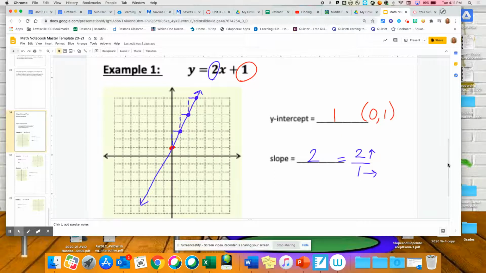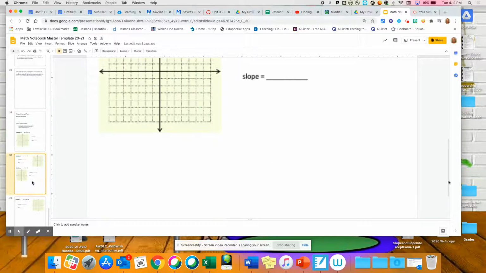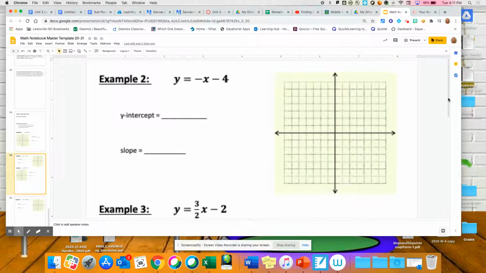So now we're going to go to another example. The next example is y equals negative x minus 4. Now, your y-intercept is negative 4. The sign that's in front of it is going to come with it. So that means that I'm going to have a point at (0, negative 4). So here's 0. I'm going to drop down 1, 2, 3, 4, and I put a point for my y-intercept.